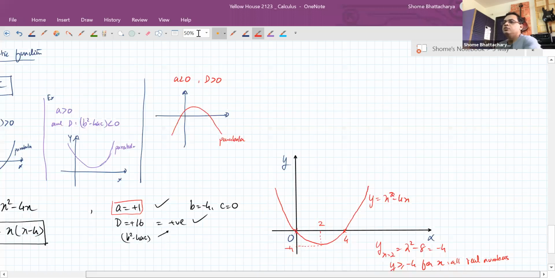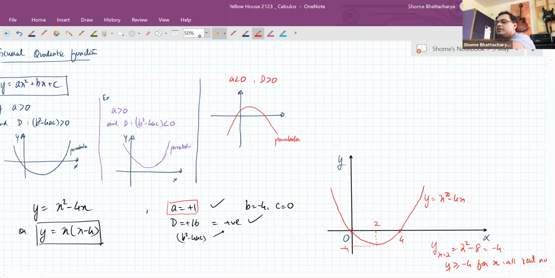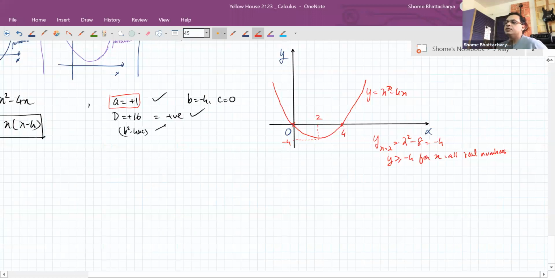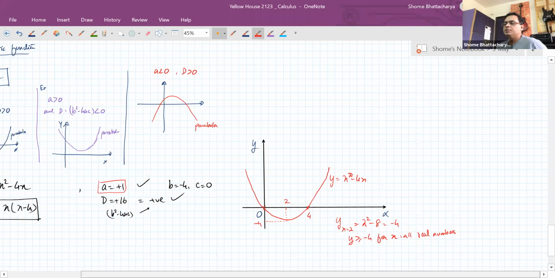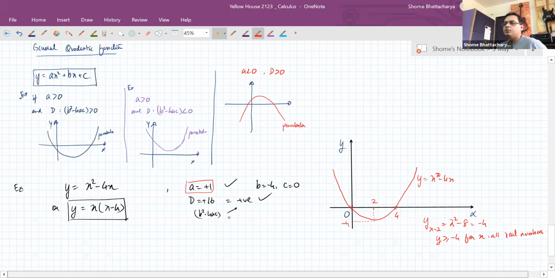Right now, you're probably not at a stage where you can just look at a function like this one and immediately come up with this analysis. So don't worry. This comes from experience. This comes from learning more about calculus as we go along.